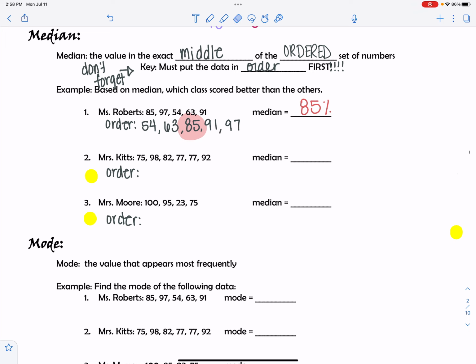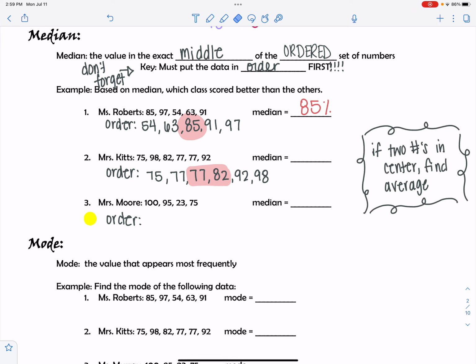Same thing with Miss Kitts. I need to order those test scores: 75, 98, 82, 77, 77, 92. So I want to order those. Find the number in the center. Well, this is the first time I'm seeing this, but I have two numbers in the center. If you have two numbers in the center, you need to find the average of those two numbers.